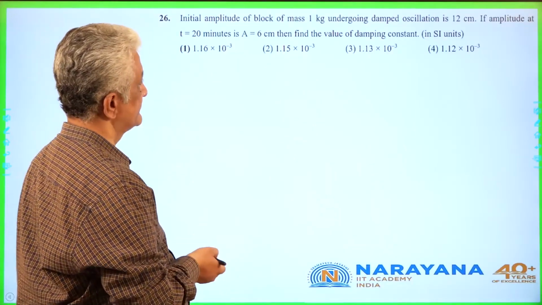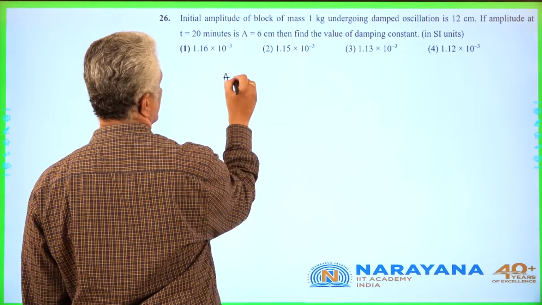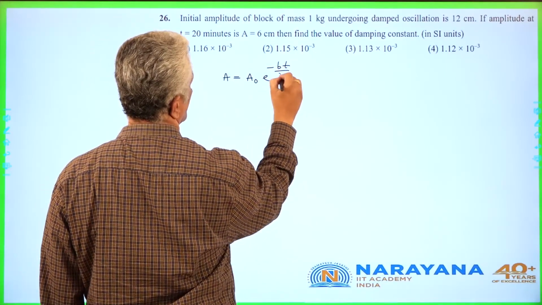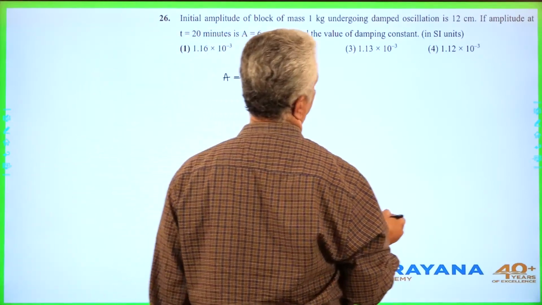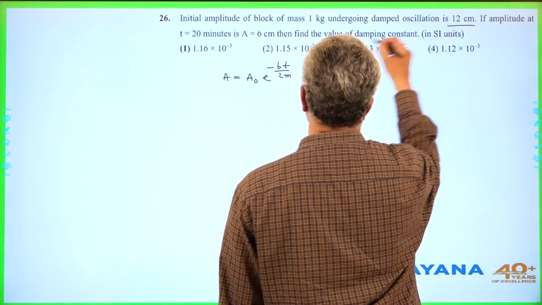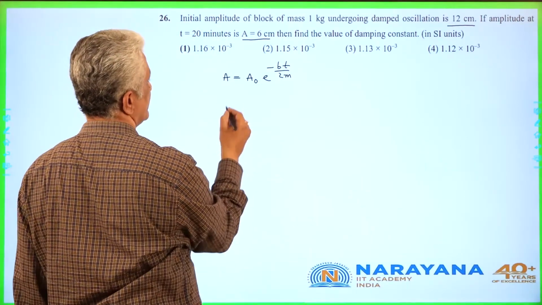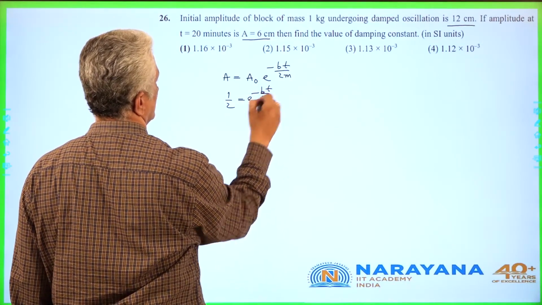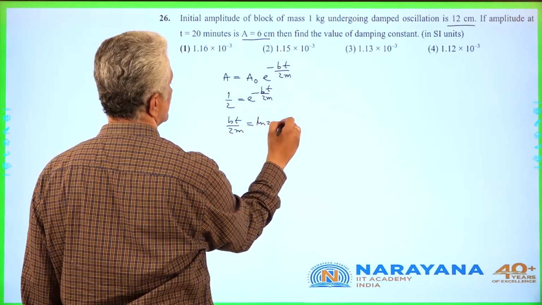Next, 26th. Yesterday also one question was there, same as this. The amplitude of damped oscillation will be A naught into e power minus bt by 2m. And it is given that if the amplitude at 20 minutes is 6 centimeters and this is 12, this 6 means the value has become half. When this becomes half here, e power minus bt by 2m, or bt by 2m, is ln 2, which is 0.693.